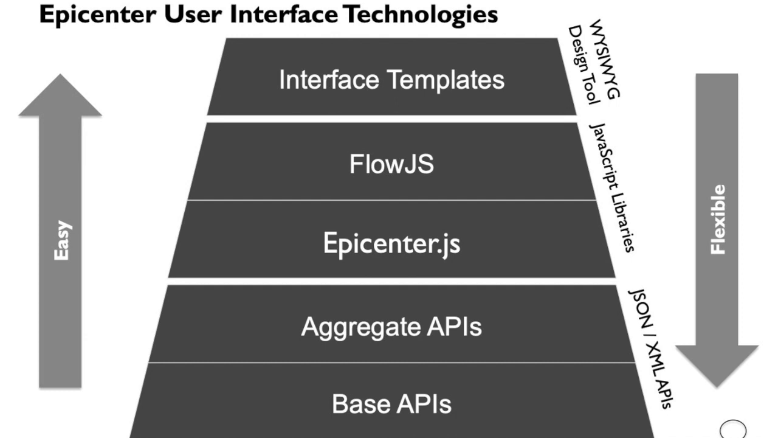So if you go down the stack, you have things like Flow.js, which is kind of an HTML markup language that can work with Epicenter and gives you more flexibility in terms of design because you can actually work with HTML if you like to do that sort of thing. And then below that is Epicenter.js, which is used by professional web developers who use things like React or Angular, if you're familiar with those libraries that are very popular web design tools. And then there's even things below that, like the aggregate and base APIs for Epicenter, which can also get used.